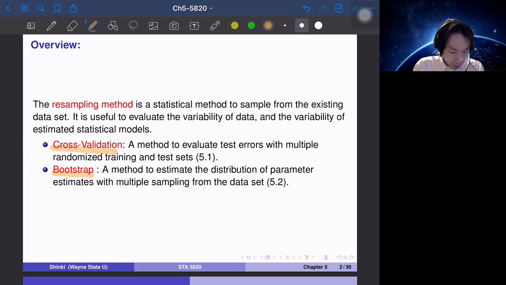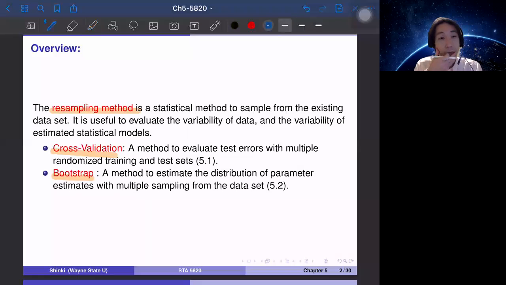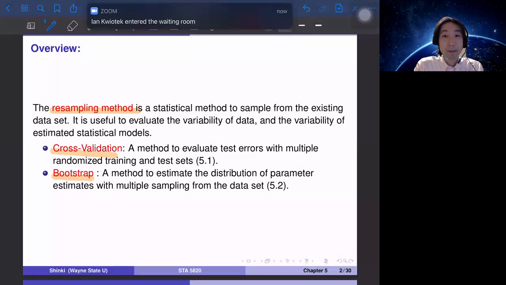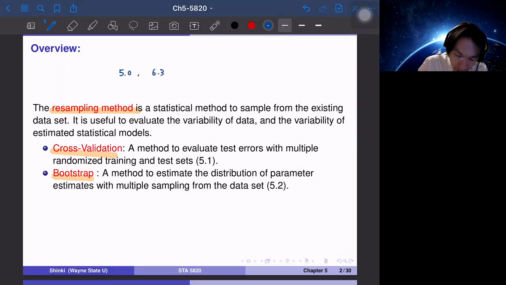These techniques are especially good to evaluate variability. These two have something in common, because both methods are resampling methods. So what is a resampling method? Resampling means that we sample from the sample. Suppose we have data, for example 5.0, 6.3, 7.1, 6.1, 4.8.